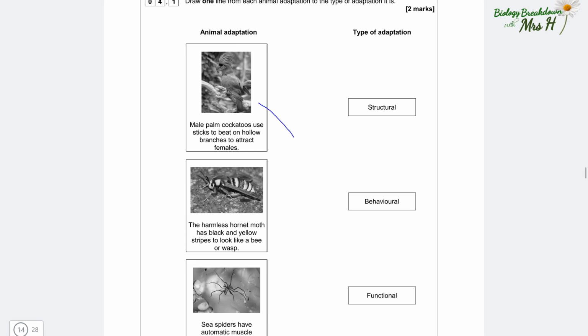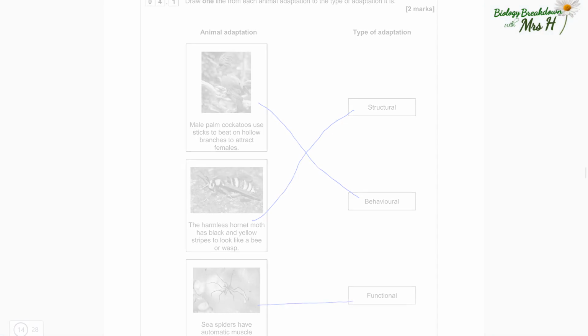So that's definitely behavioural. The harmless hornet moth has black and yellow stripes to look like a bee or a wasp. Well, that's structural, so you can see it. It's what the organism looks like. And we have sea spiders, which have automatic muscle contractions that move oxygen around their bodies. Well, that is definitely a functional kind of physiological adaptation there.